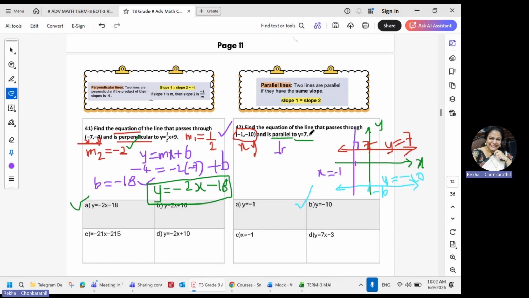Because all y equal k lines are parallel. y equal 7, y equal 1, y equal 0, y equal anything. All are parallel. And y equals something and x equals something are always perpendicular. So here, please read whether it is perpendicular or parallel, then decide on your answer.